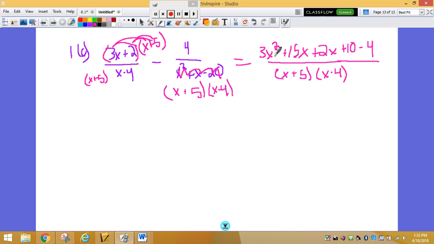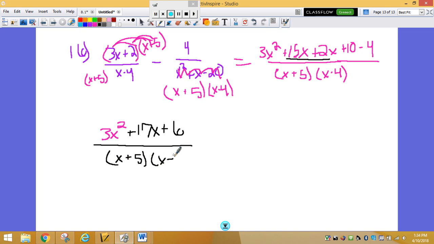All right, let's combine. There's no x squared, so I'm just going to write 3x squared. I can combine these x's. 15 plus 2 gives me 17x. 10 minus 4 gives me a positive 6. And then I have x plus 5 and x minus 4. So if you'll pause this, go try 16 on your paper. I know these get kind of complicated, so please feel free to ask me questions if you get stuck. Let me know if I can help.